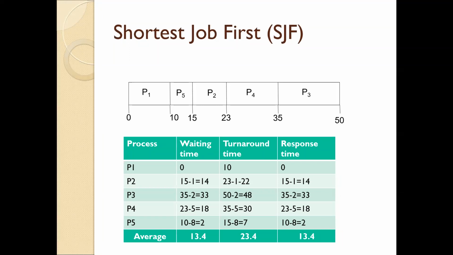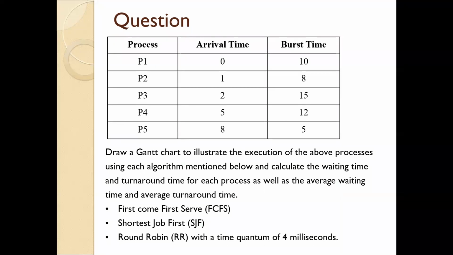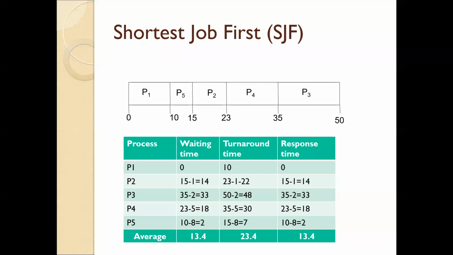P1 will start first because P1 is the only job available, right? So here at the beginning at 0 milliseconds, only P1 is available. So P2, P3, P4 are not available, right? Therefore, when we start P1, P1 will go for 10 milliseconds and complete.